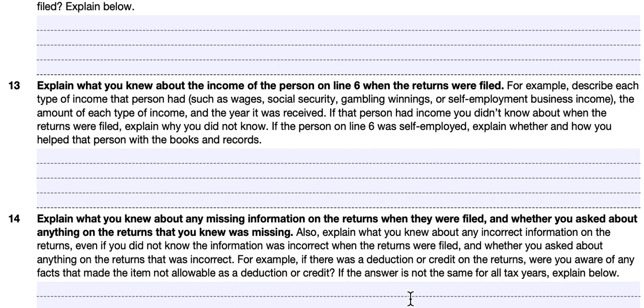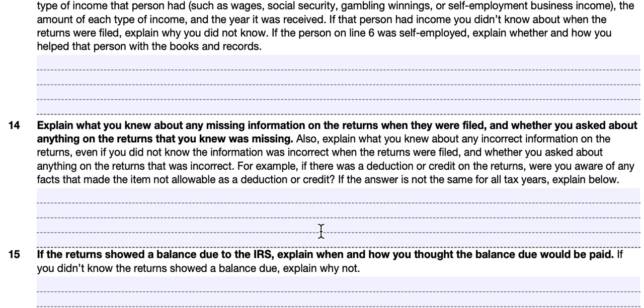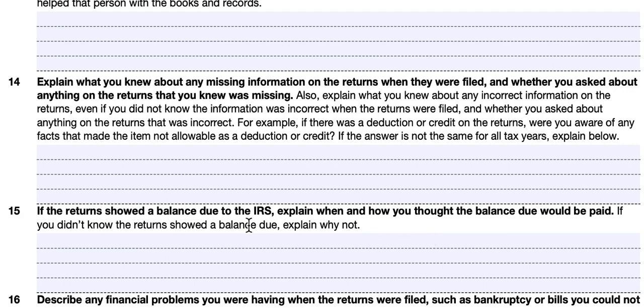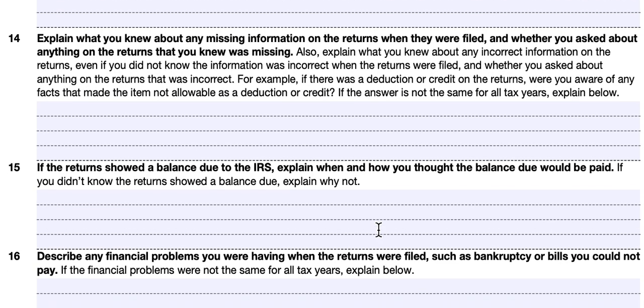Line 14, explain what you might know about missing information on the returns, whether or not there is a deduction or a credit, that you were aware of all the facts that made this item not allowable as a deduction or a credit. If the answer is different for different tax years, then you'll need to explain that as well. If the returns showed a balance due to the IRS, then you'll need to explain when and how you thought the balance might have been paid. Perhaps you thought your spouse was going to send a check to the IRS that never made it.